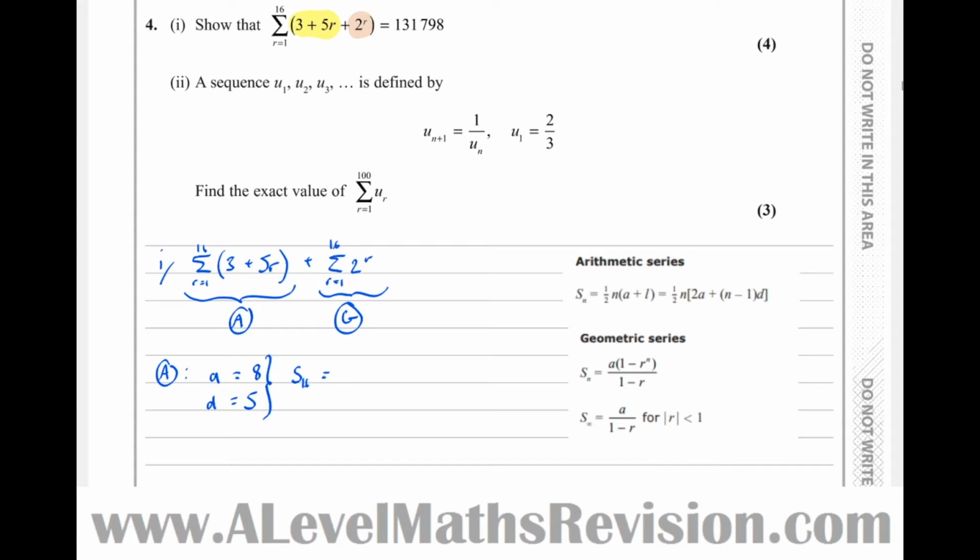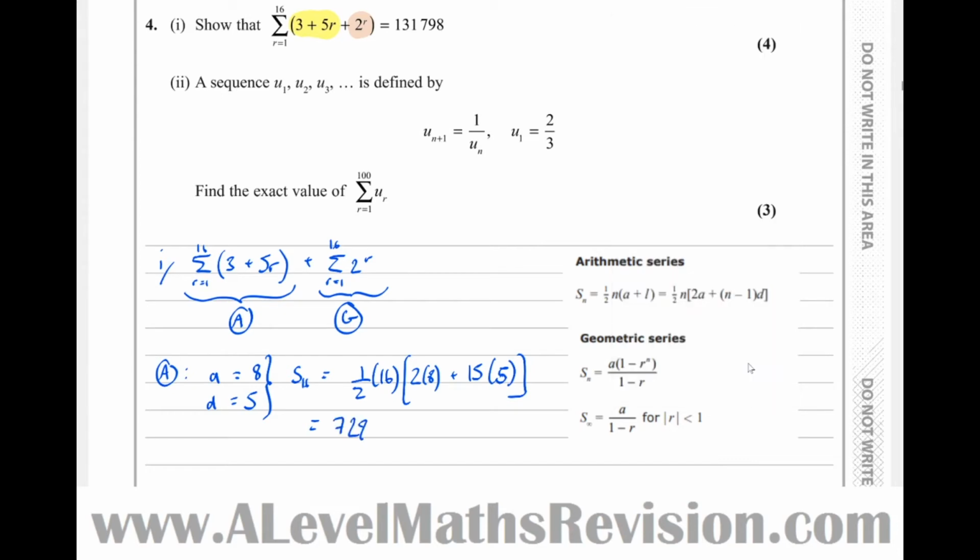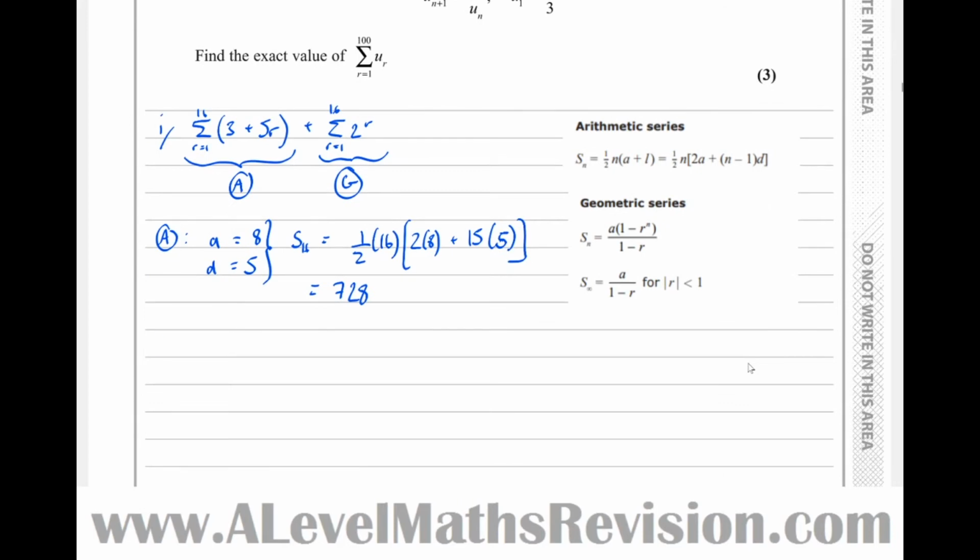which means that S16 is 1/2 n, 2a plus n minus 1 d, equals, then let's put that in the calculator. So that becomes 1/2 n, 2a plus n minus 1 d, which is equal to 728. So equals 728. So let's move on to the geometric part now.